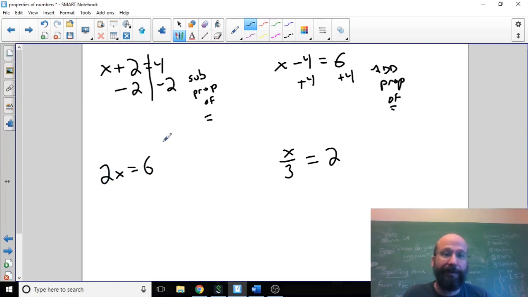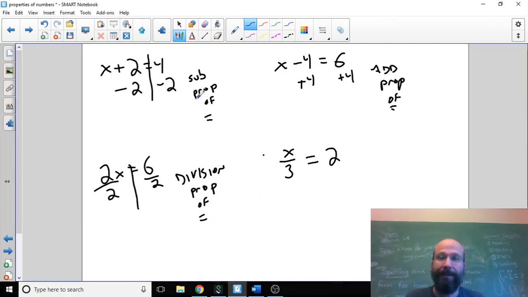This is multiplication, so you're going to divide both sides. This is the division property of equality. And this one, since this is division, and the opposite of division is multiplication, so we're going to multiply by the bottom number of this fraction. This multiplying is the multiplication property of equality.